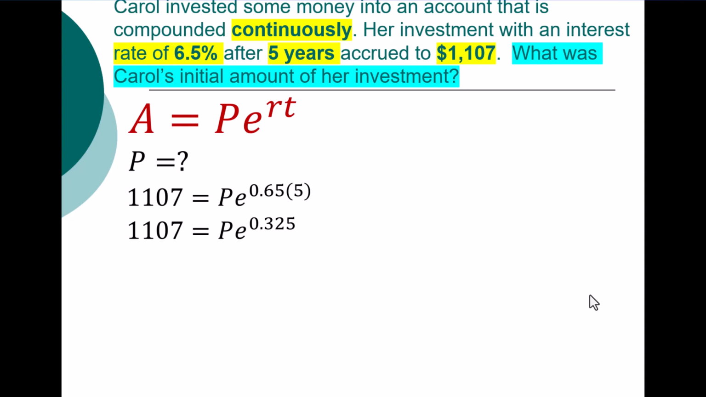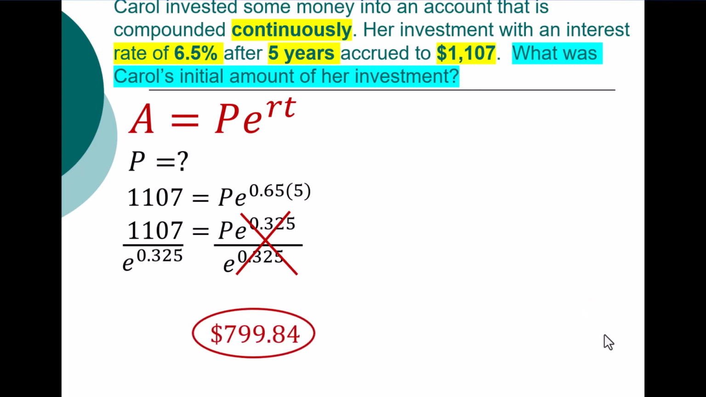All right, so this is what we have. We're solving for P. So we're going to divide both sides by e to the 0.325. Okay, that's going to cancel out on the right. And when you put that into your calculator, you get $799.84. Okay, that's the initial amount.